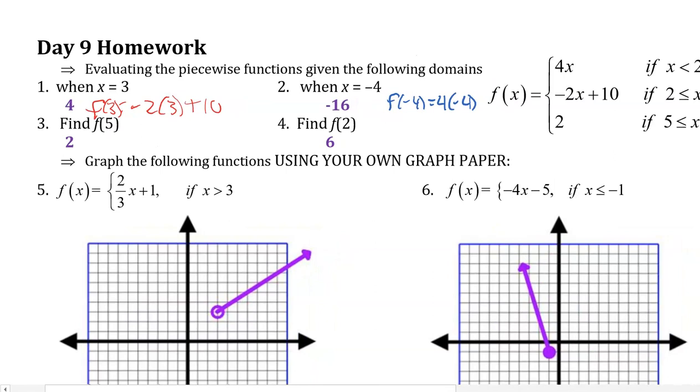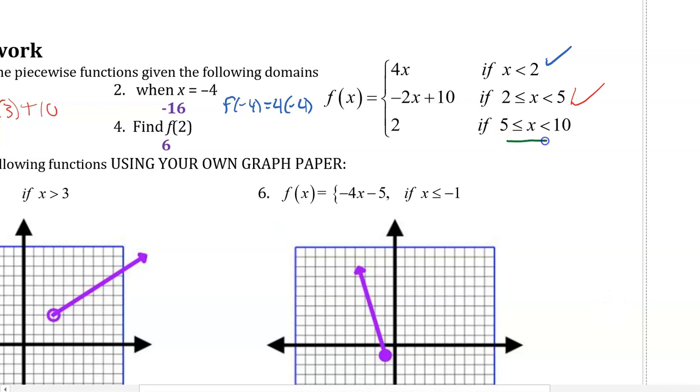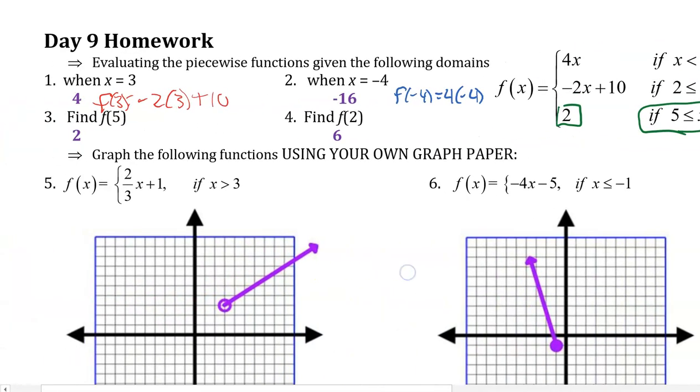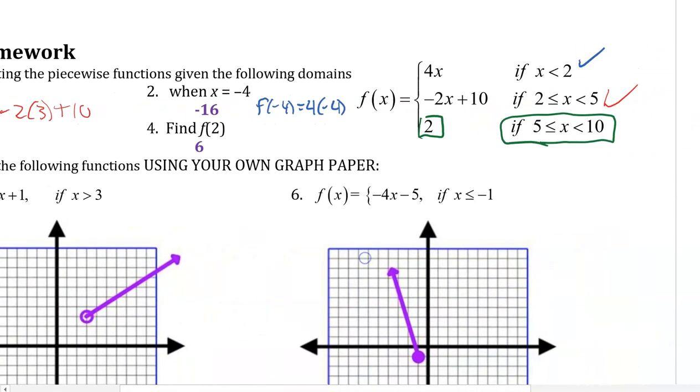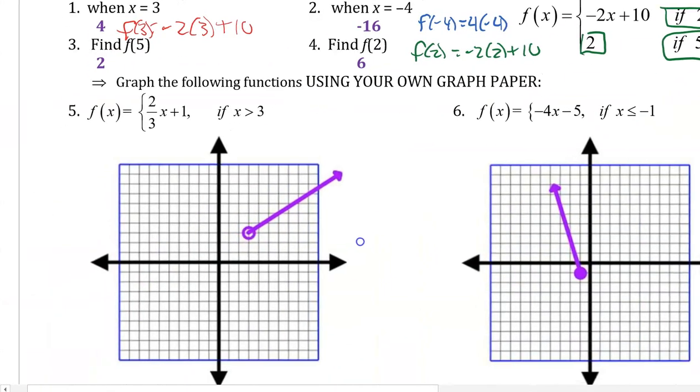On number 3, looking for f of 5. 5 is in the third block. So we see that x is greater than or equal to 5. Since x is equal to 5, this is the block that applies. So our value for f of 5 is 2. And f of 2 is in the middle block, where x is equal to 2. So again, f of 2 equals negative 2 times 2 plus 10. Negative 4 plus 10 is 6.